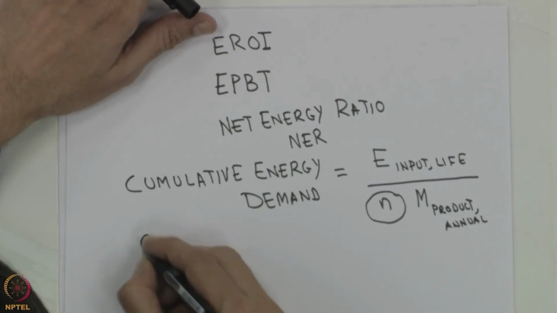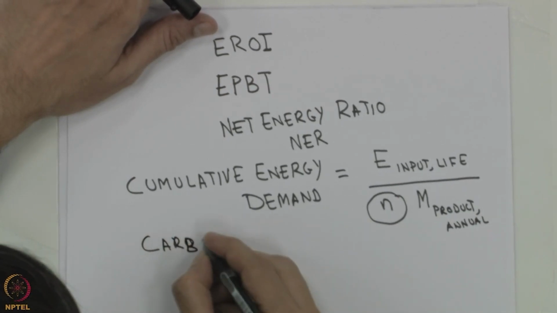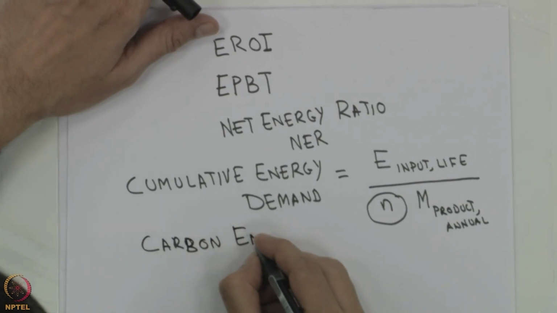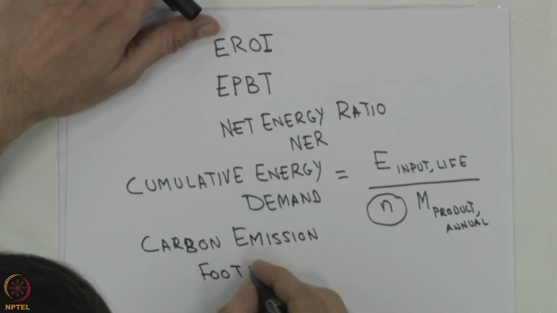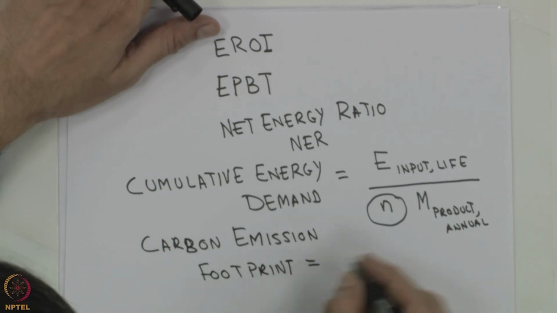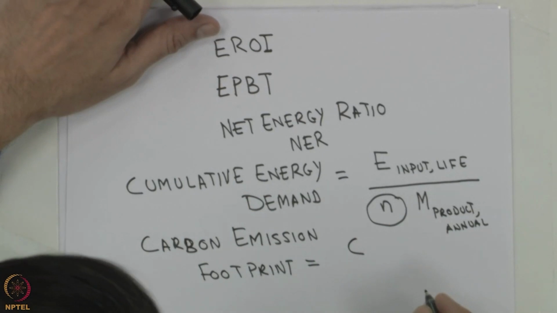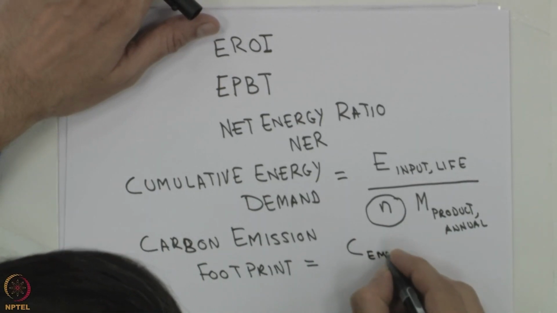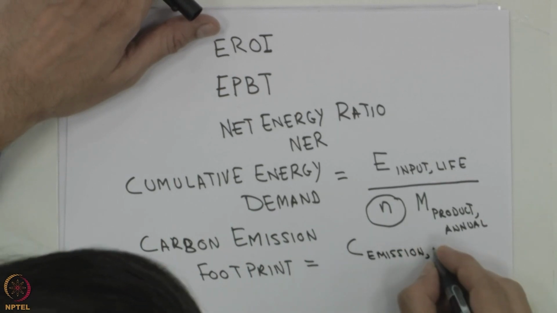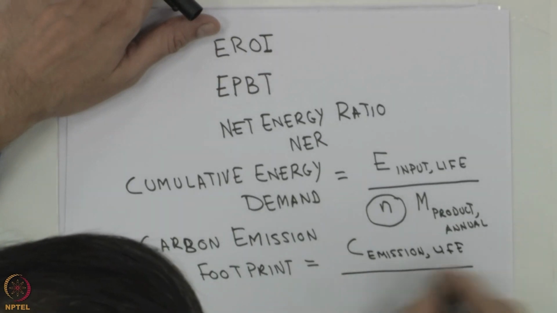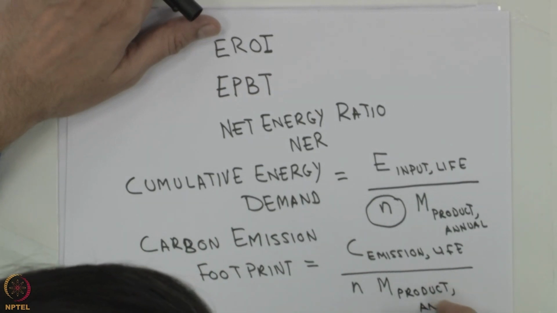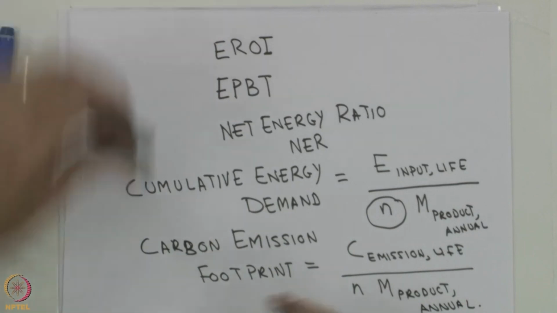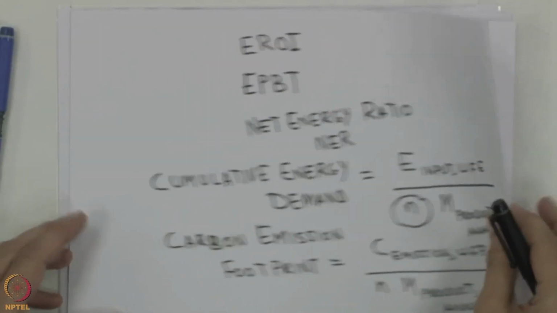Similarly, we have what is known as a carbon emission footprint, and this will be the total carbon dioxide or carbon emission, whichever way you would like to do that, over the lifetime, emission over the life, divided by N into M product annual, right.